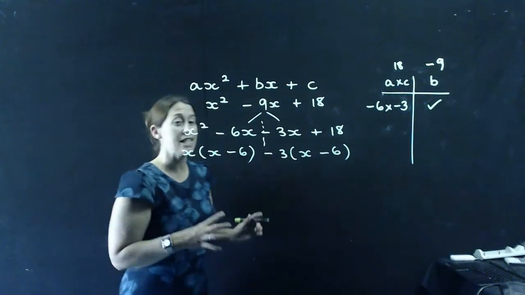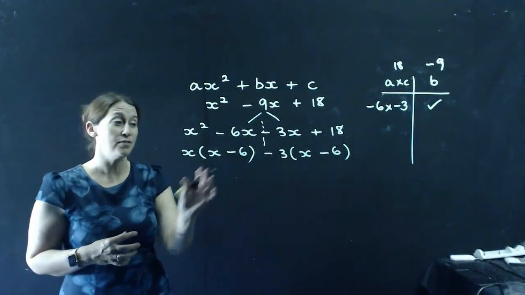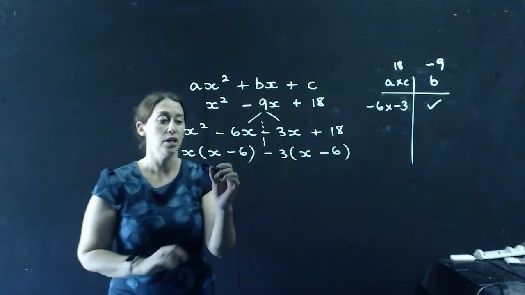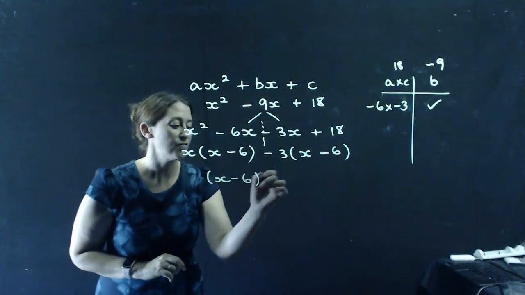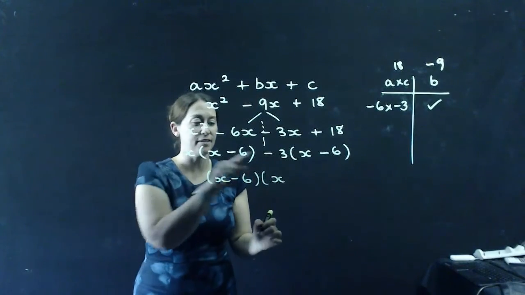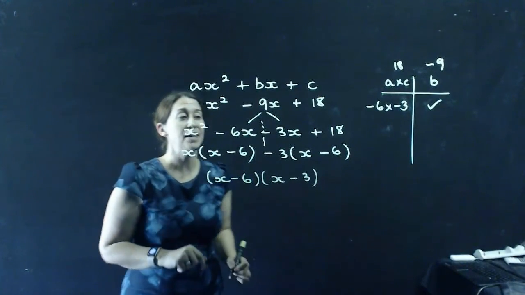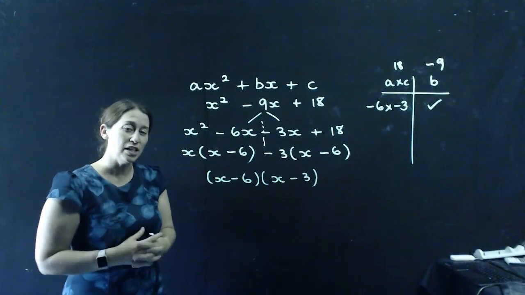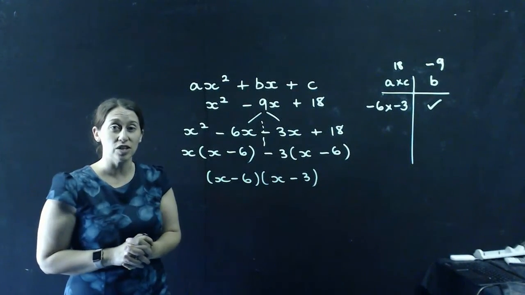Now I've condensed that down into two terms that have a common factor. X minus 6 is in common with x minus 3. So we pull out x minus 6 as the factor, and we multiply by x and minus 3. Now we have fully factorized this expression. And that's pretty much all you need to know about factorizing quadratic expressions.